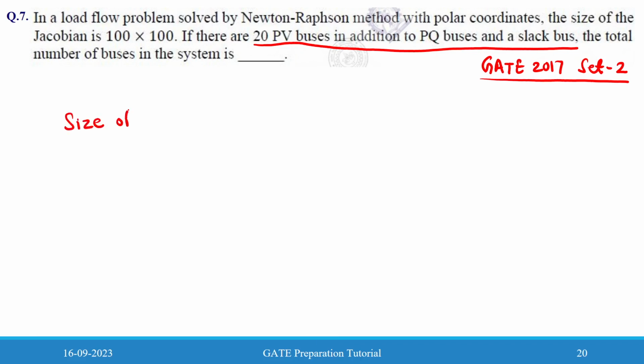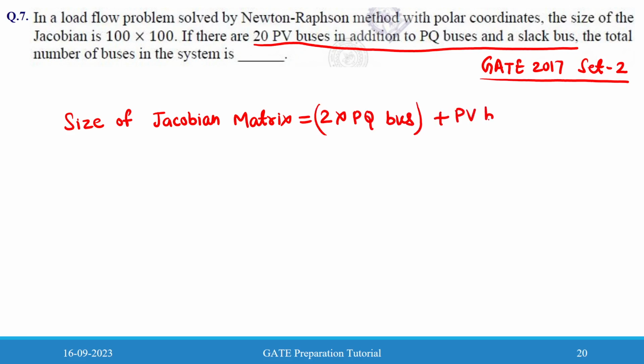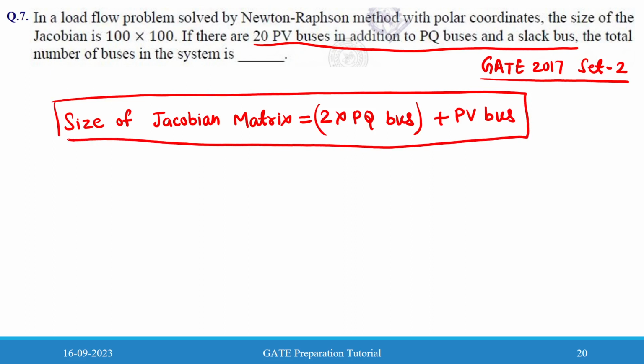So the size of Jacobian matrix is equal to 2 into number of PQ buses plus PV buses. Just remember this expression, and we will see how this expression comes in the subsequent class, so there is no need to worry. Here the quantities given are: PV buses are 20, and the size of Jacobian is 100. So put all these values and we will find the PQ buses, that is the load buses.